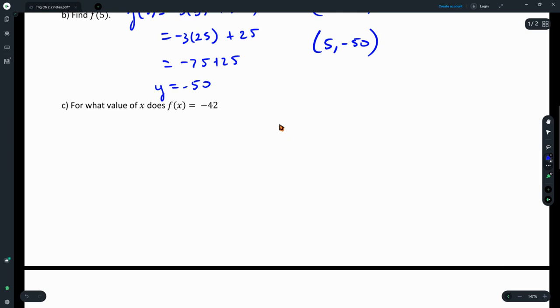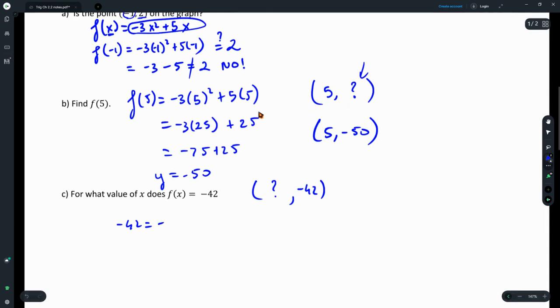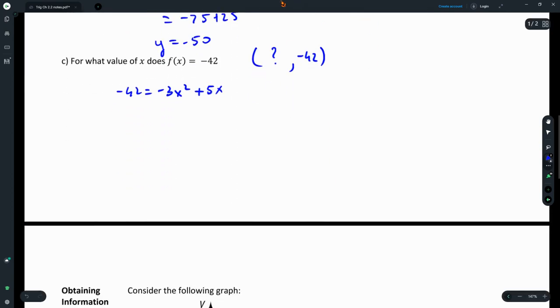Okay? For what value of x does f of x equal negative 42? So here, again, f of x is the y, so I have negative 42, and now they're looking for the x. All that means is I put this in for the y, so negative 42 is equal to negative 3x squared plus 5x. And this problem is a little bit difficult, only because the numbers are not as nice, but the way you solve it is very simple, right?